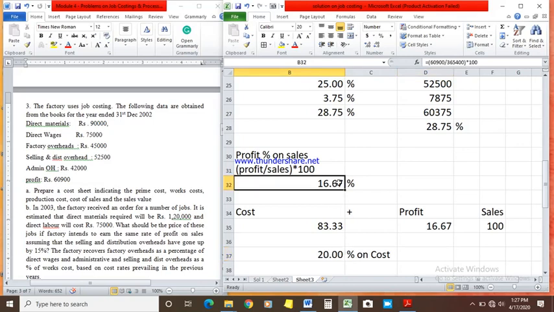So the 16.67 is presently calculated on sales because we know the sales value, but while calculating the estimated job cost sheet for 2003, we will not know the sales value, we will not know the percentage profit on sales. So in this case we need to calculate the percentage profit on cost. So when we have all these details available with us, let's go for the preparation of cost sheet.